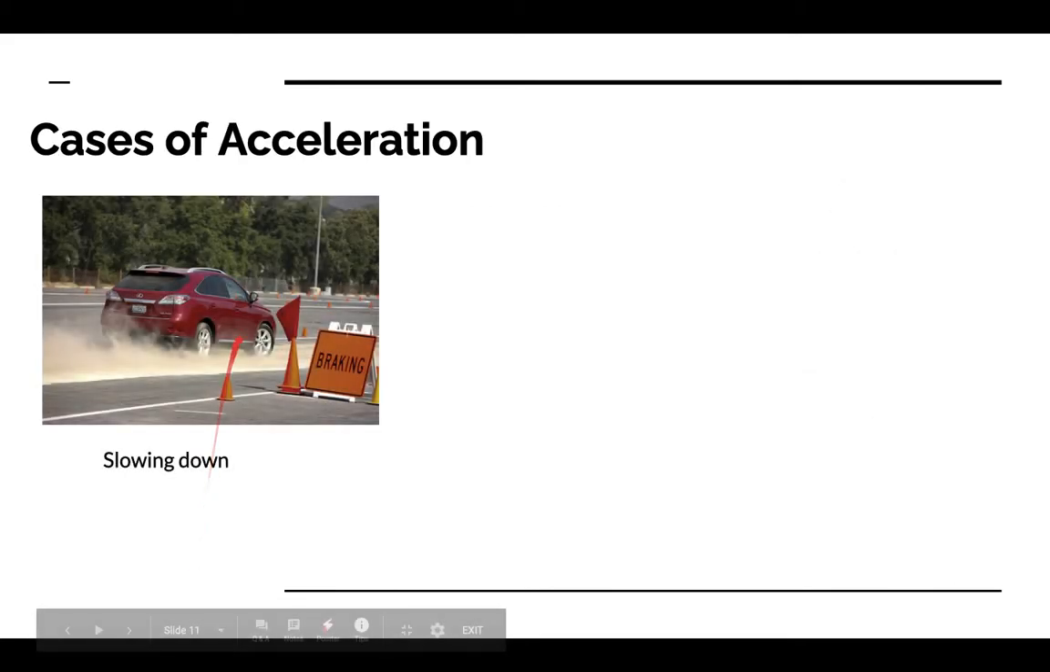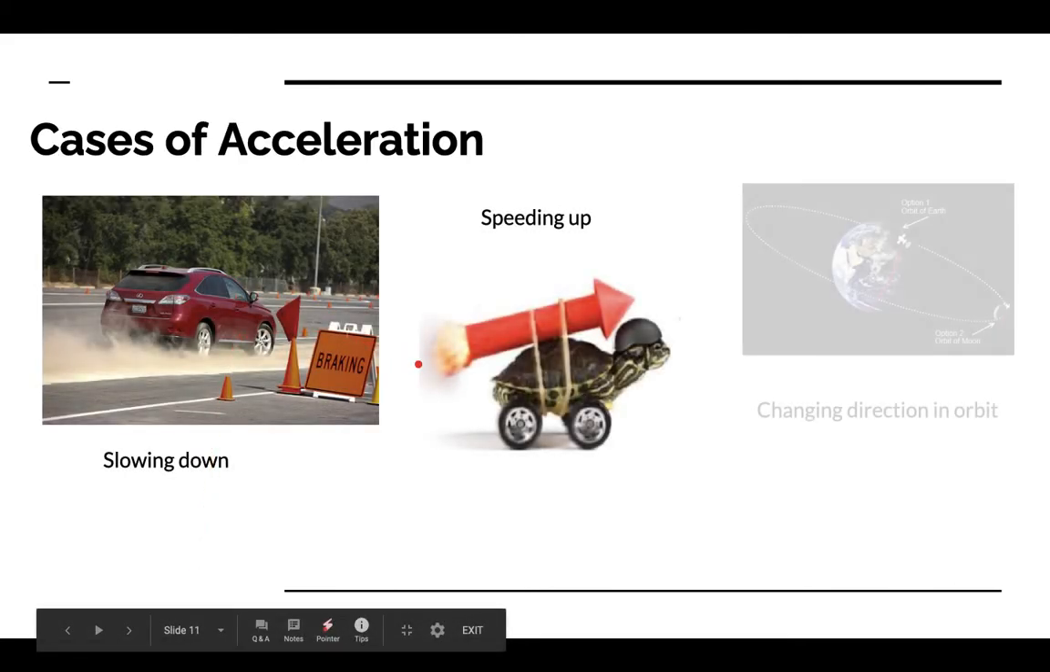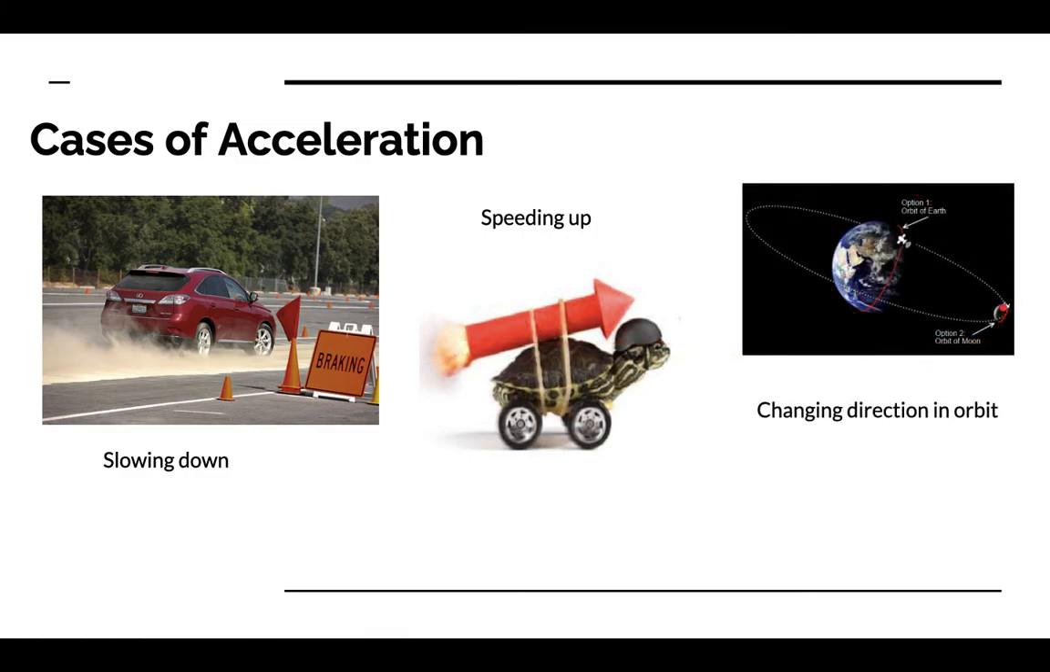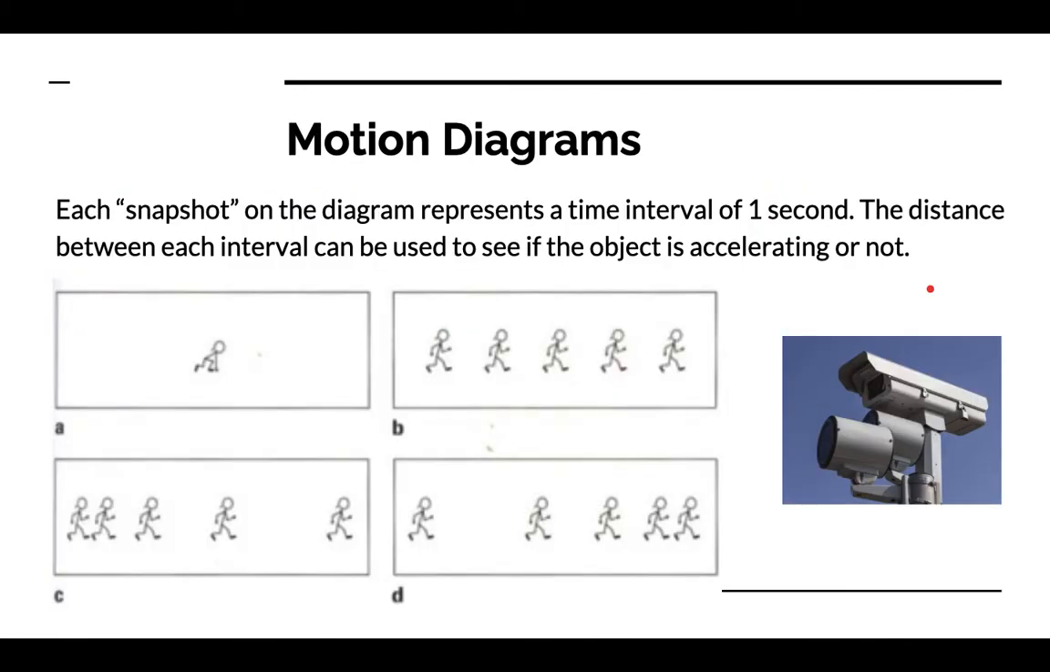So cases of acceleration: slowing down, speeding up, and then the big one, orbits. So orbits are in fact cases of acceleration. We don't think of the moon or the ISS as accelerating because they tend to move at constant speeds. However, they are accelerating because they're always changing direction on their orbits, okay?